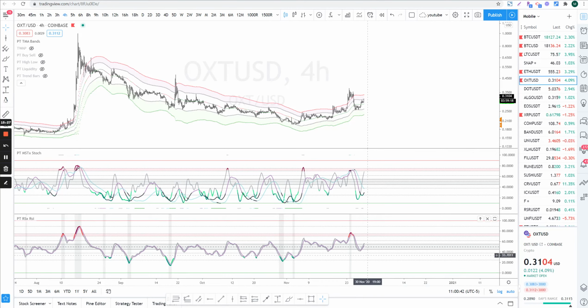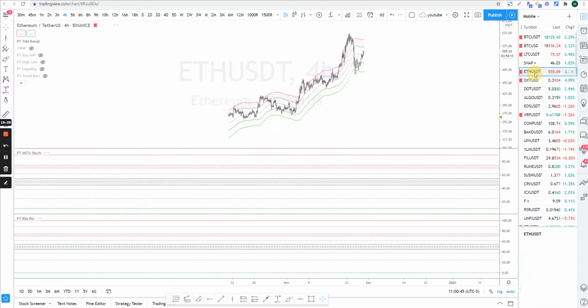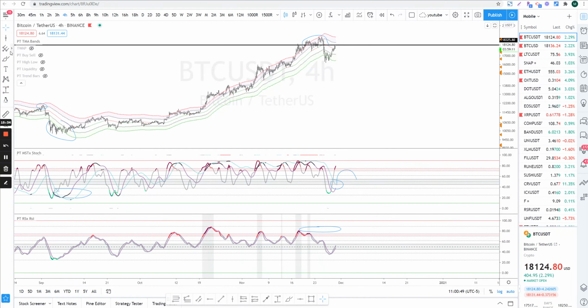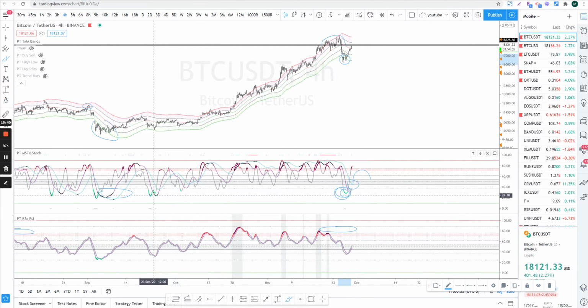Everything's looking beautiful now, guys. All of a sudden, huh? See, 4-hour curl. This is bullish, man. This is a bottom. We haven't had one since September. This is a bottom, guys.